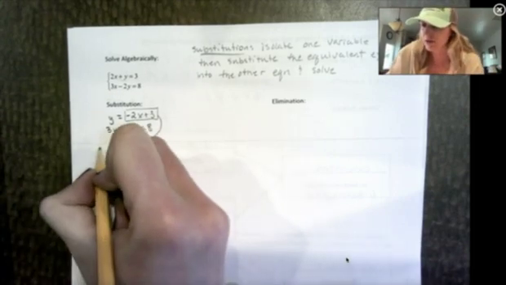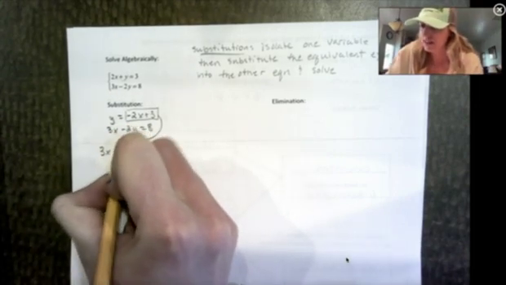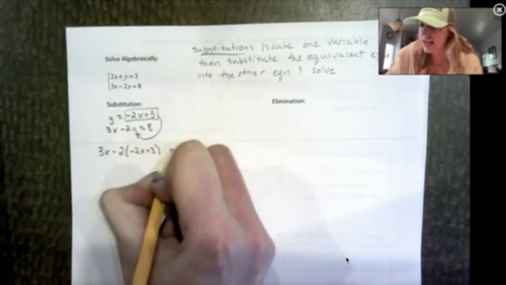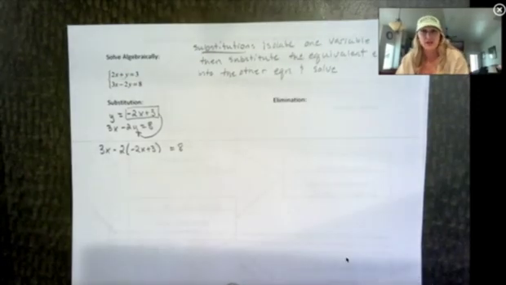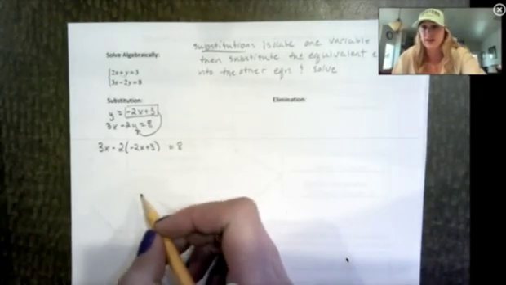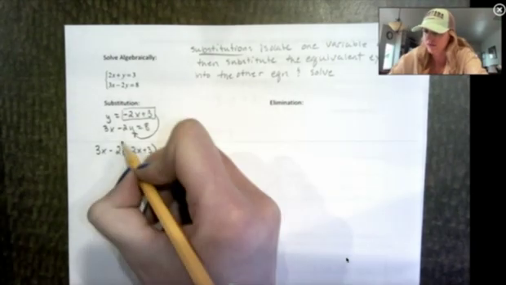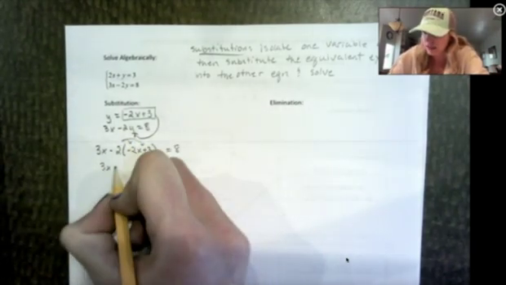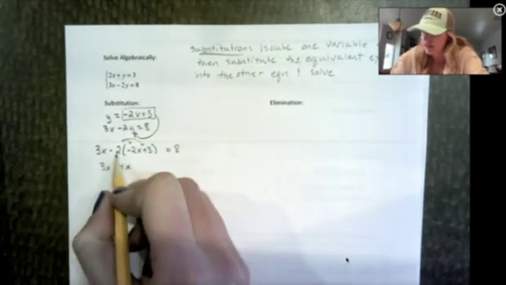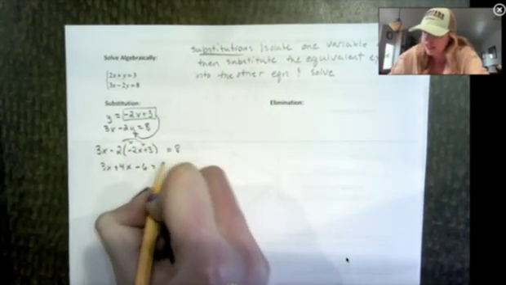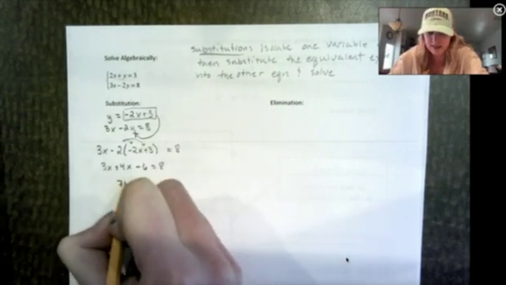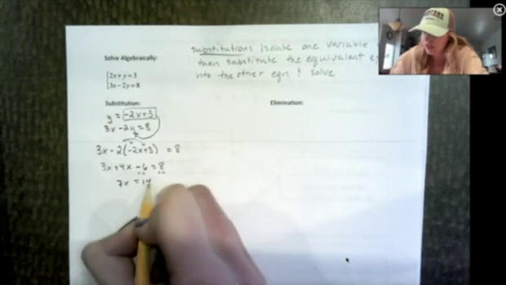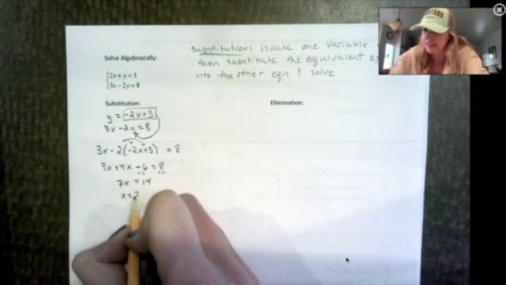So I'm going to rewrite the other equation exactly the same way, but instead of y, I'm substituting in negative 2x plus 3. And now I can solve this because it only has one variable. So I'm going to solve just like I normally would, simplify, and then get x by itself. I'm going to distribute here. So I have 3x plus 4x, negative times negative, and then minus 6 equals 8. I get 7x equals, if I add the 6, I get 14. So divide by 7, and I would get x is equal to 2.